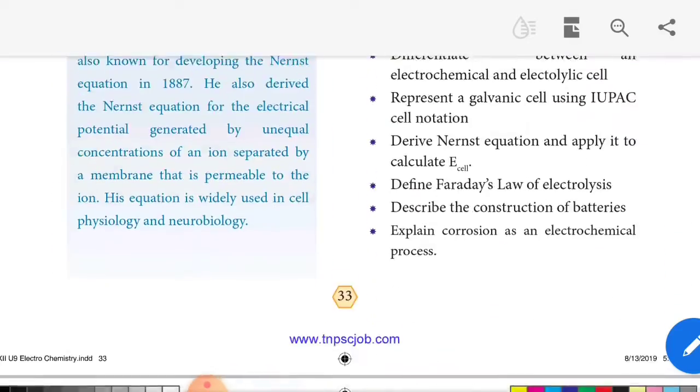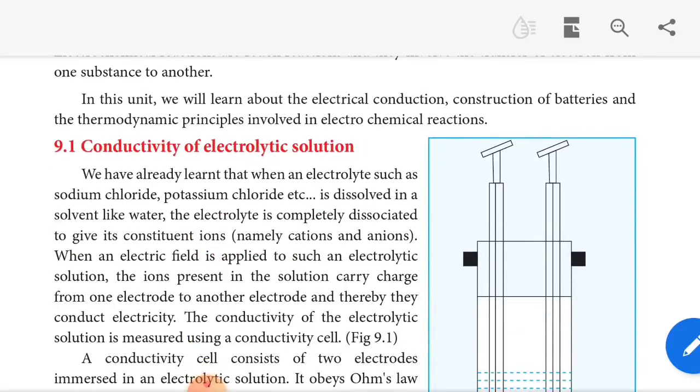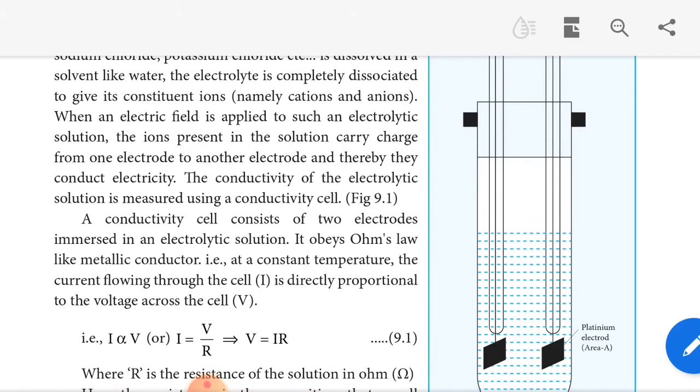In this chapter, what is conductivity of electrolytic solutions? A conductivity cell consists of 2 electrodes immersed in electrolytic solution. It obeys Ohm's law like a metallic conductor, that is, at constant temperature the current flowing through a cell I is directly proportional to the voltage across the cell V, that is I is proportional to V, or I equals V by R, so V equals IR. Here R is the resistance of the solution in ohms. Okay, this is the conductivity cell.